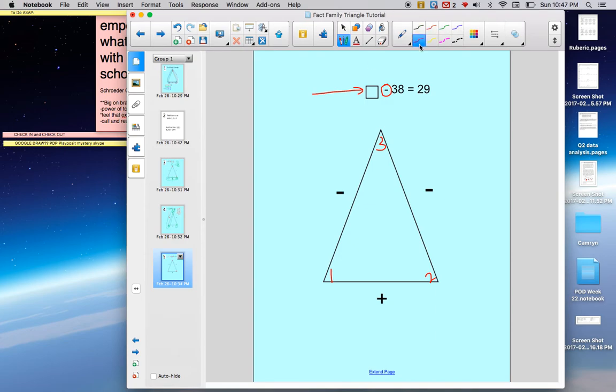So I'm going to do the same thing here. Subtraction, 3, 2, 1, blast off. Now I'm ready to set it up on my triangle. 3 has box above it. 2 has 38 above it. And 1 has 29 above it. I'm going to circle my two numbers. And I'm going to look at my symbol in the middle. It is a plus sign.